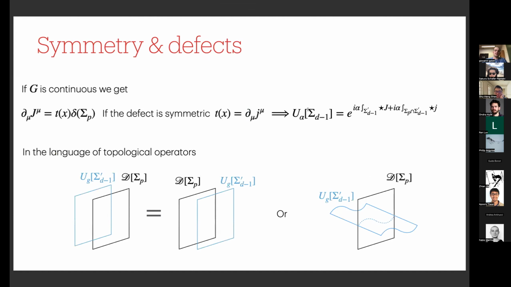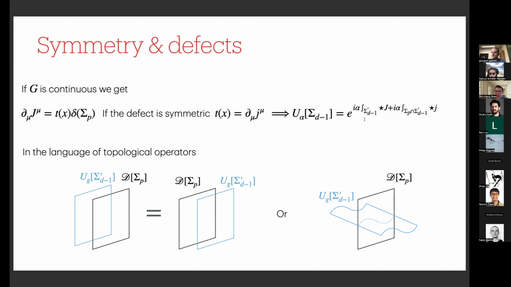And then one can easily construct a new topological operator, which is topological even in the presence of the defect. This is just its form. Okay, so what does it mean in the language of topological operators that we all like? This means that the topological operator commutes with the defect, and also that it can intersect the defect, and in the intersection, this configuration is still topological.